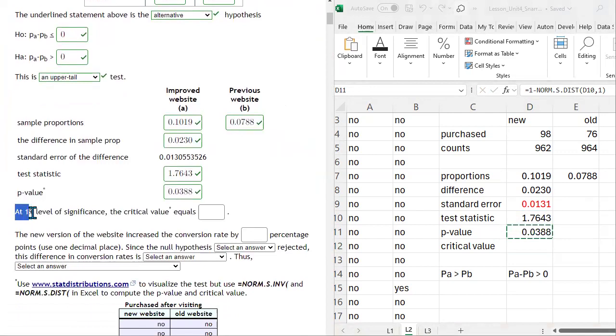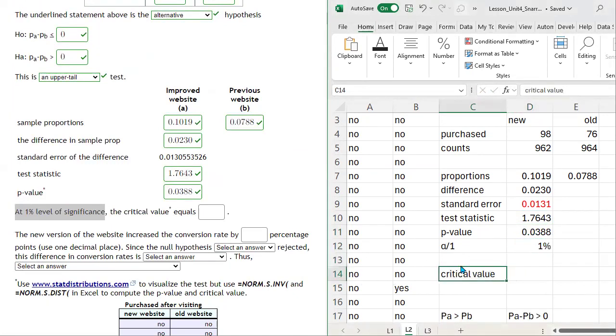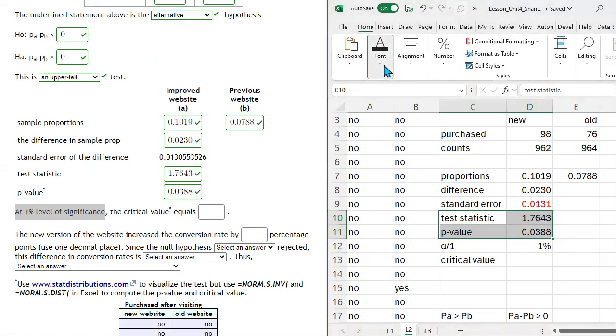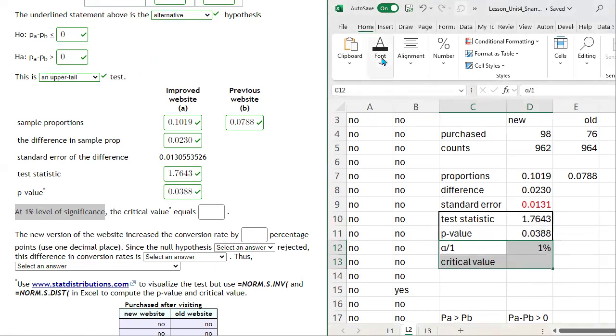Now, at 1% level of significance, so my alpha here, okay, these two go together. These are paired together, and these are paired together, right?